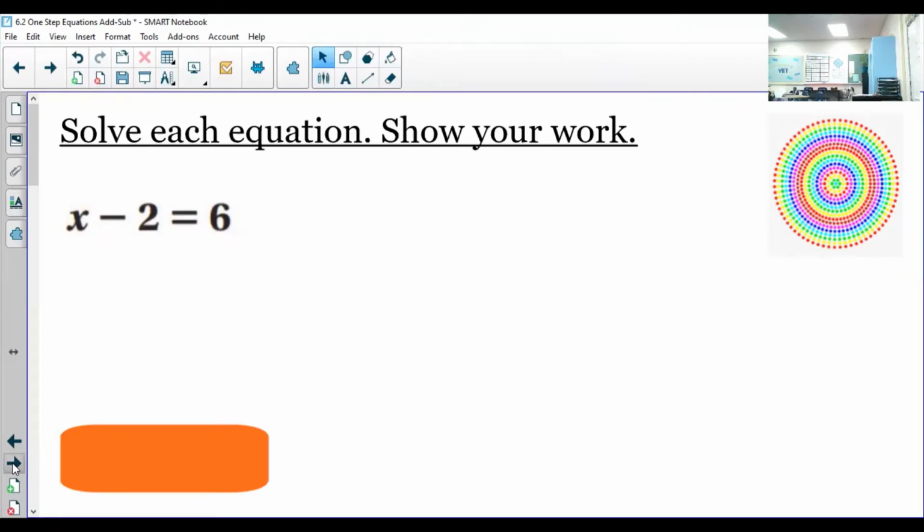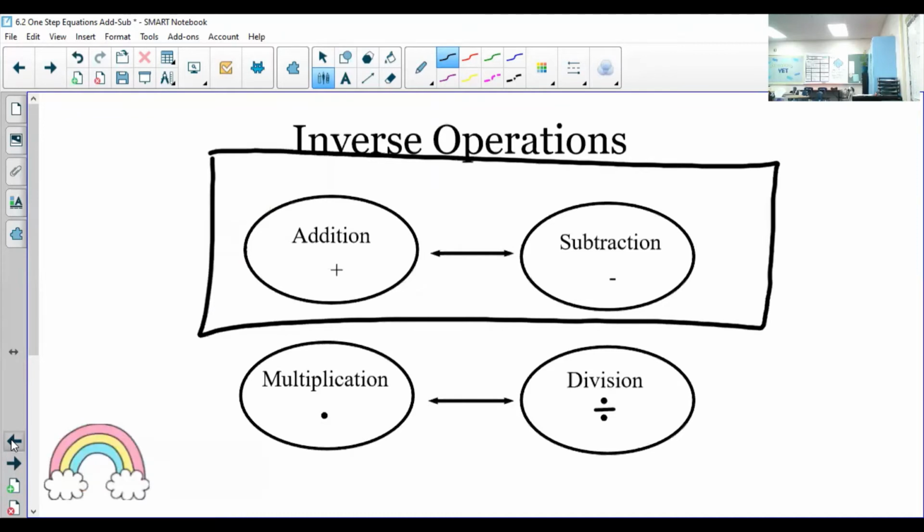x minus 2 equals 6. Okay, you might be able to do this in your head, and that is awesome, but the directions say that we need to show our work, and it is very important that we show our work, because as the numbers get bigger, you won't be able to do them in your head, so you need to know how to do these. So if we go back to talking about the inverse, in this problem I have a subtraction. Okay, if I go back to this chart, what's the opposite of subtraction? Addition.